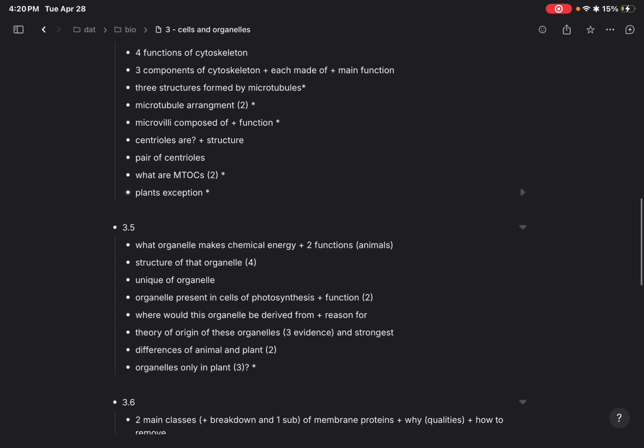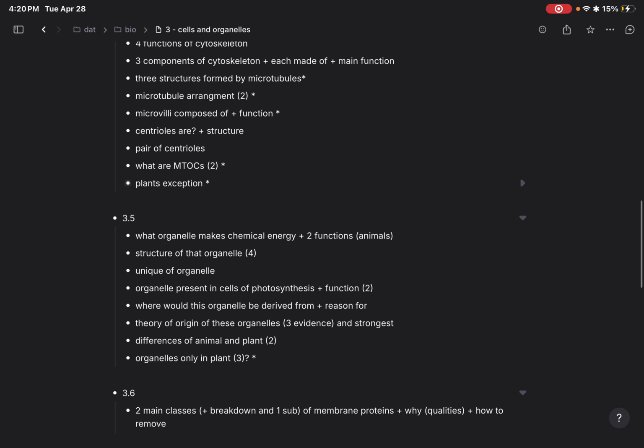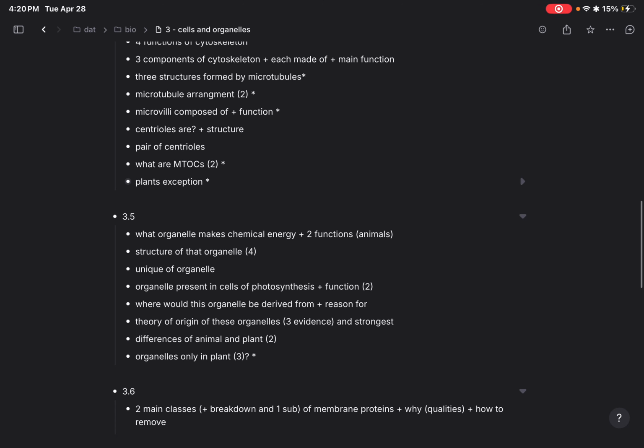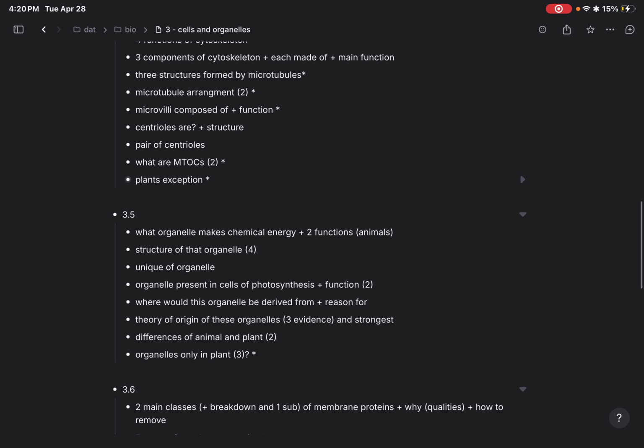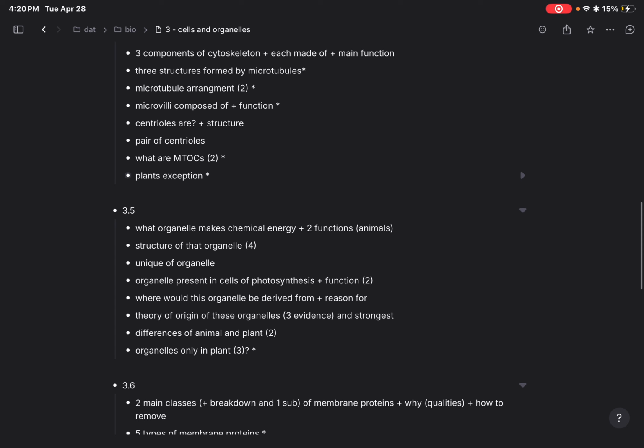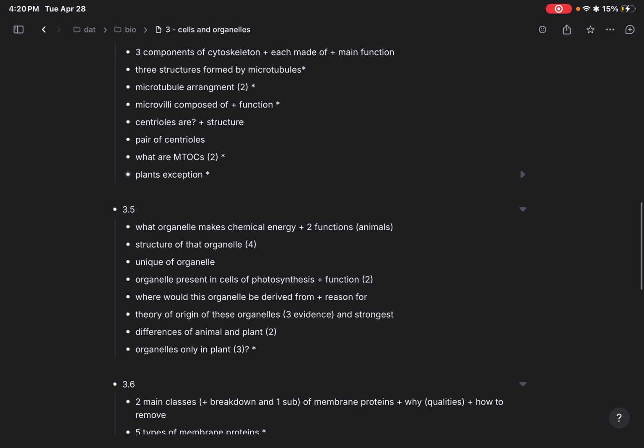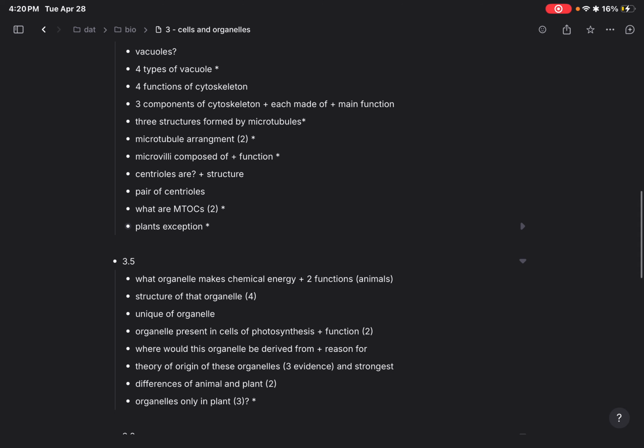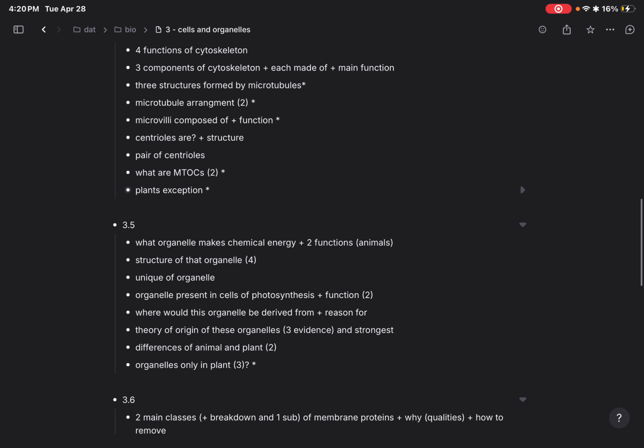Three components of the cytoskeleton, each made of what? There are microfilaments, microtubules, and intermediate filaments. Microtubules are made of tubulin. Their main function is support and motility within the cell. Microfilaments are made of actin and help with cell motility. Intermediate filaments are used for keeping cell shape. I don't know what they're made of; it doesn't say in the notes.